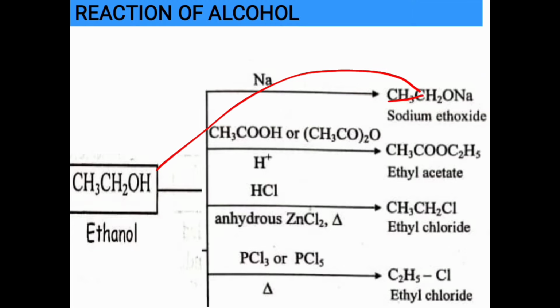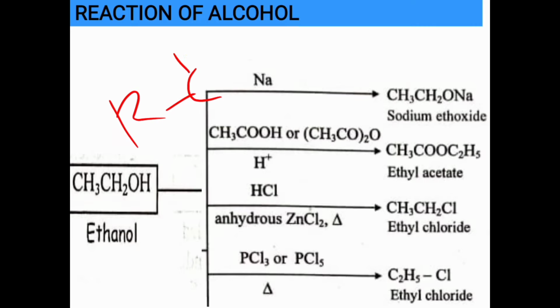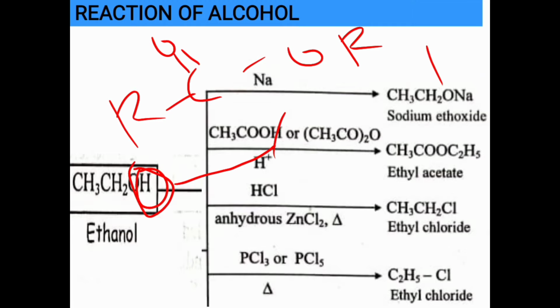Now when ethanol reacts with acetic acid, CH3COOH, an ester is formed, that is RCOOR, which is known as the ester product. What will happen is this OH will take this hydrogen and form water as its byproduct, and this CH3CH2 will attach with this oxygen. So in this way ethyl acetate will be formed.